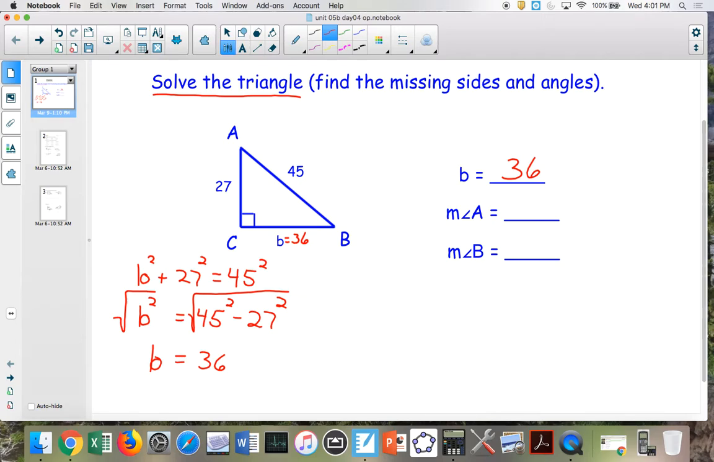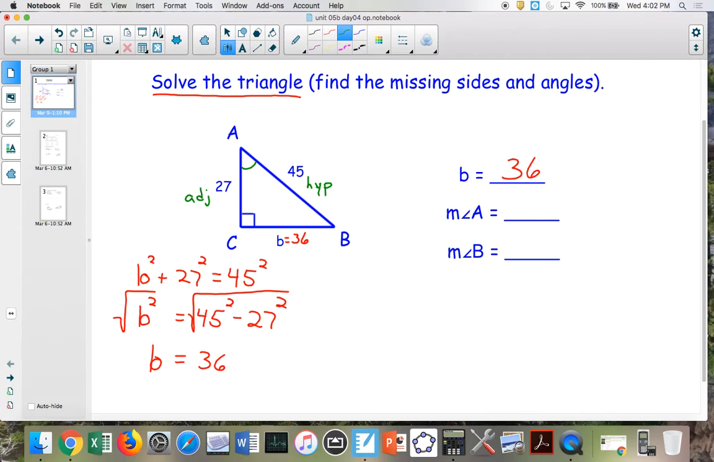Let's start with angle A. So let's use what we know about trigonometry to help me find angle A. Now it's a good idea never to use answers that you've just calculated to figure out the next answer. Because if I made a mistake finding side b, then I'm surely going to make a mistake finding angle A if I use that wrong answer from side b. So let me use the other two that were given to me. Now 45 is the hypotenuse of this right triangle. And for angle A, 27 is the adjacent side.